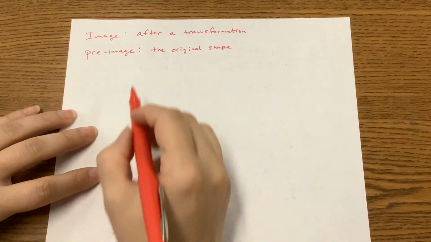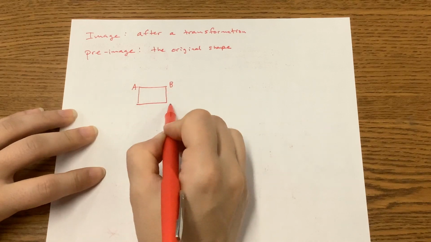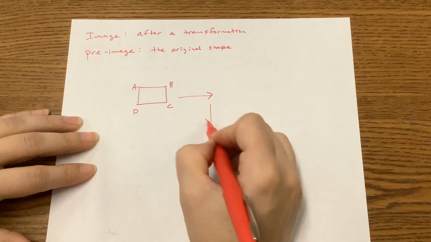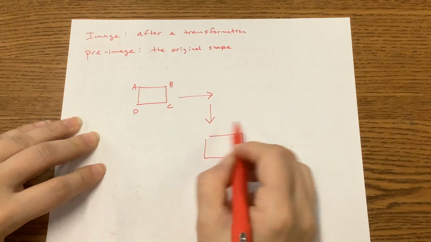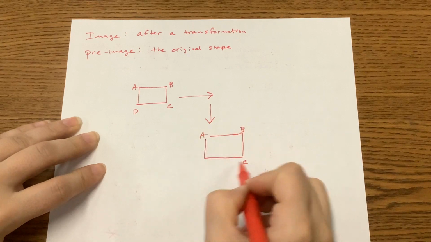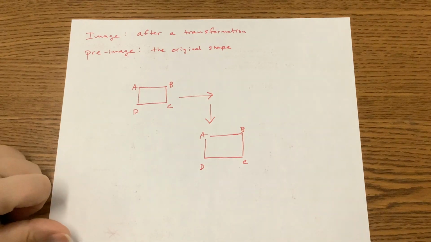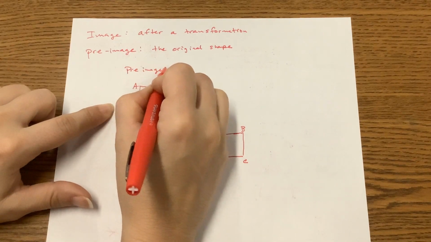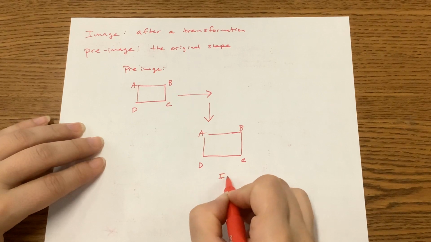Okay, so let's draw a rectangle ABCD. And let's say we move it right and we move it down and it stayed the same, ABCD. Okay, which one is the pre-image? The first one or the second one? Yeah, the first one is the pre-image. The second one is what we would call the image.